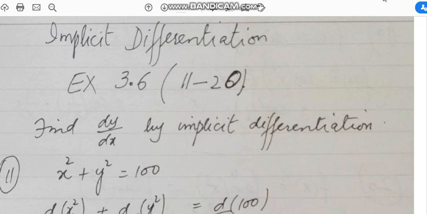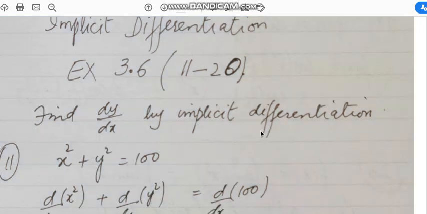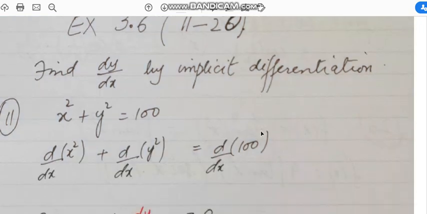Implicit differentiation. Find dy by dx by implicit differentiation. Explicit functions are those functions in which we separate y, or we can write y as a function of x, whereas implicit functions are those in which we cannot separate y from x. Here it's written x square plus y square is equal to 100. This one is given an equation.